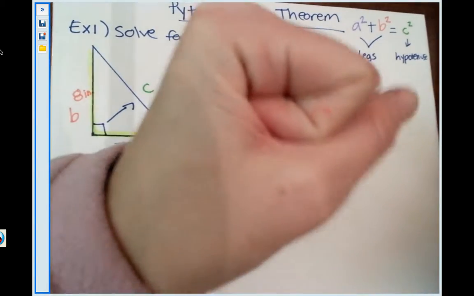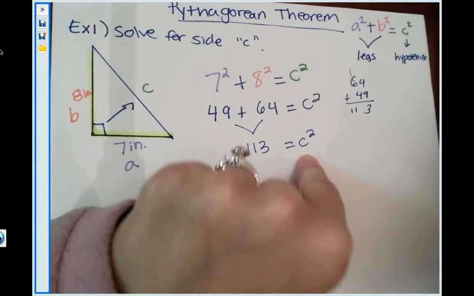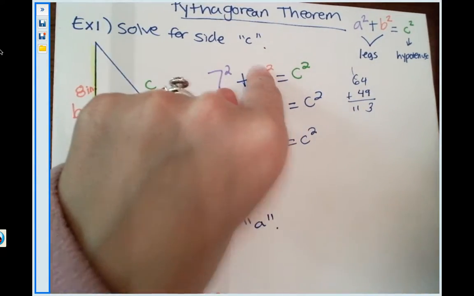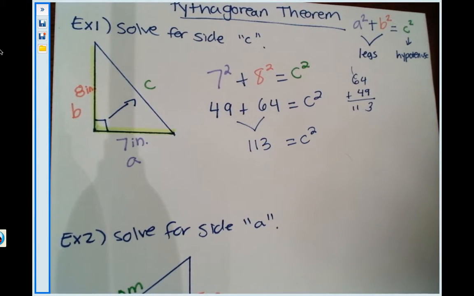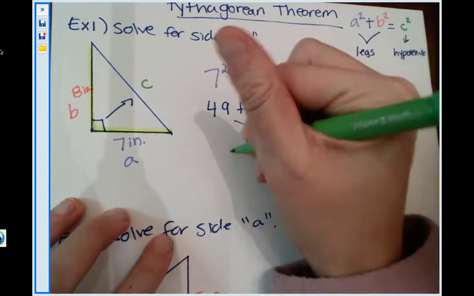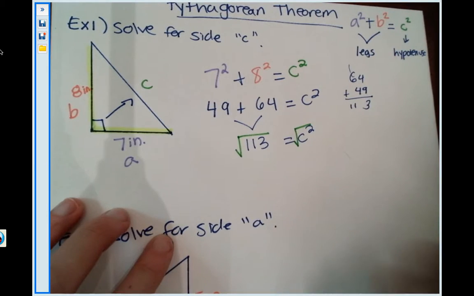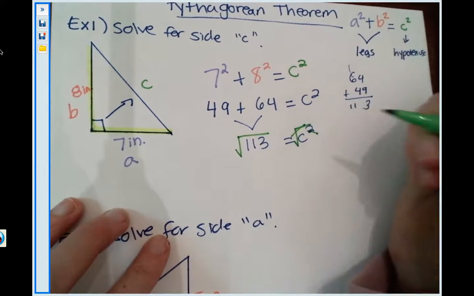So we're so close to solving for C. Currently I have C squared, but I want to solve for C. So how do we undo something squared? What is the opposite of a square? Holy hot dog, you guys are so smart. It is a square root. So we're going to square root that thing on both sides. Bam and bam. The square root will cancel out the squared.